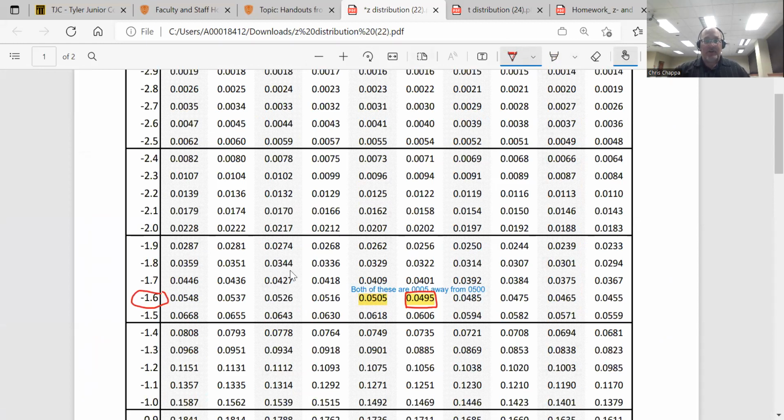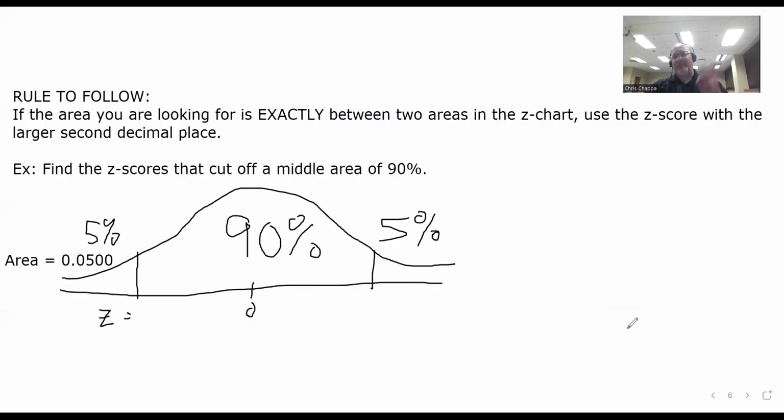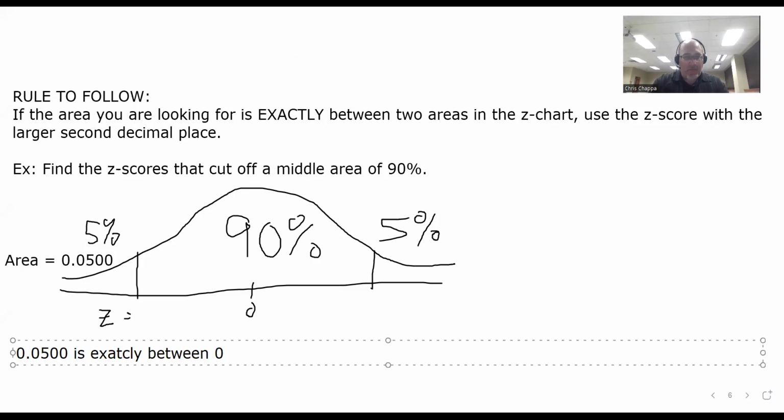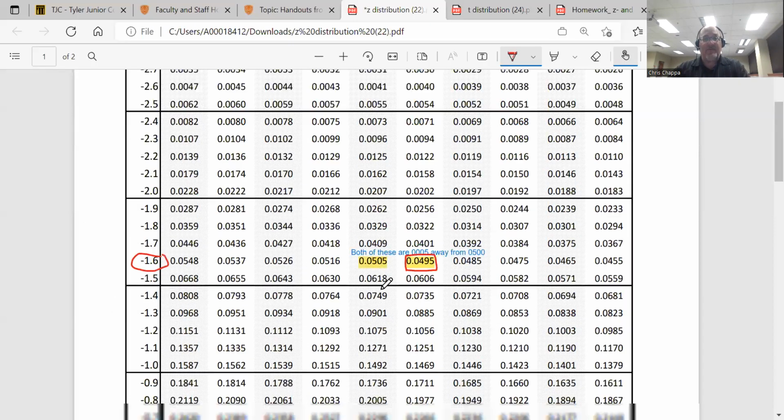If the area you are looking for is exactly between two areas in the z-chart, use the z-score with the larger second decimal place. So to answer this question, 0.0500 is exactly between 0.0505, whose z-score is negative 1.65, and, let's see, negative 1.64, excuse me.